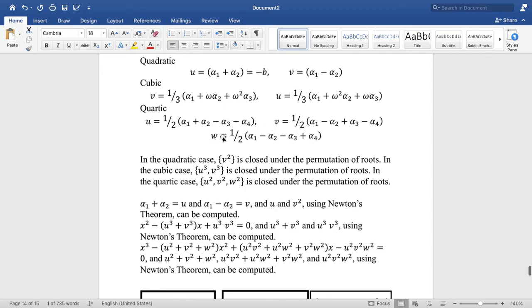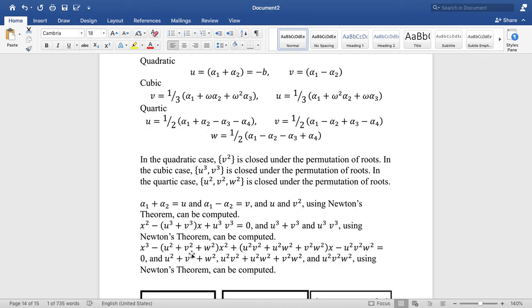U, V, and W, again, these are closed. When we raise them to the power of 4, they're closed, okay? You could raise them to the power of 4, you could raise them to the power of 2. In this case, I chose a different, easier resolvent. So squaring them, they remain closed under the permutation of roots.